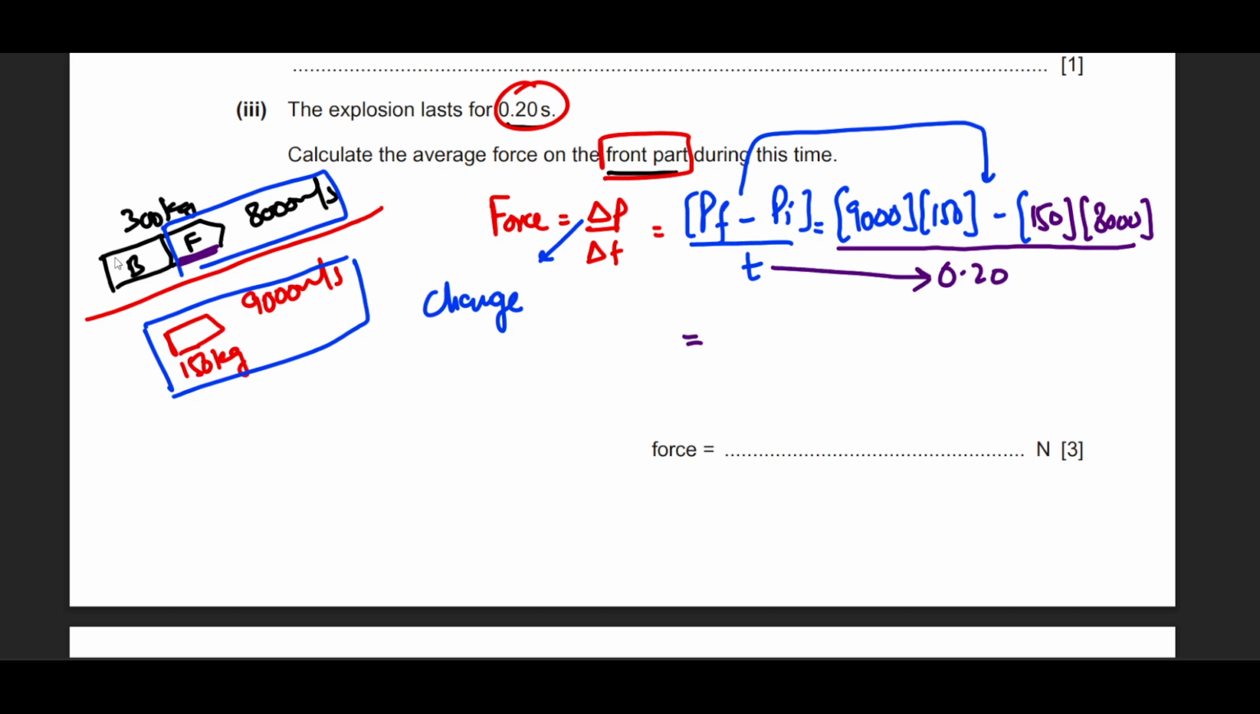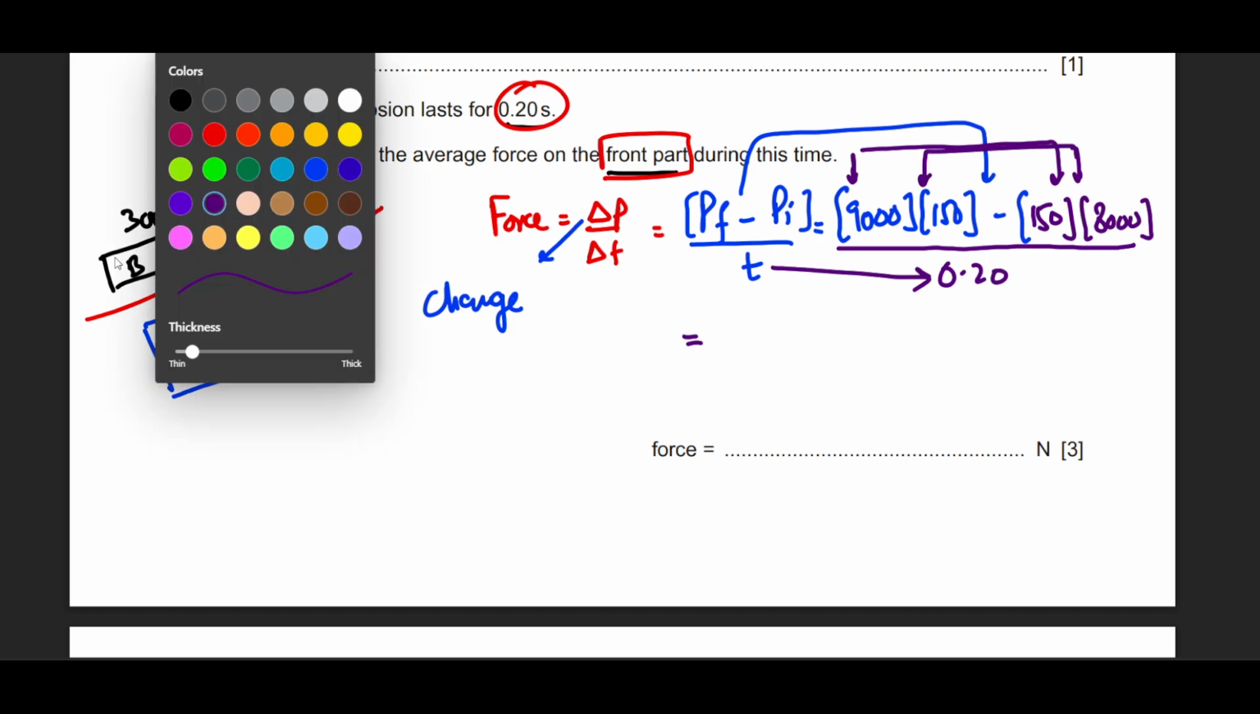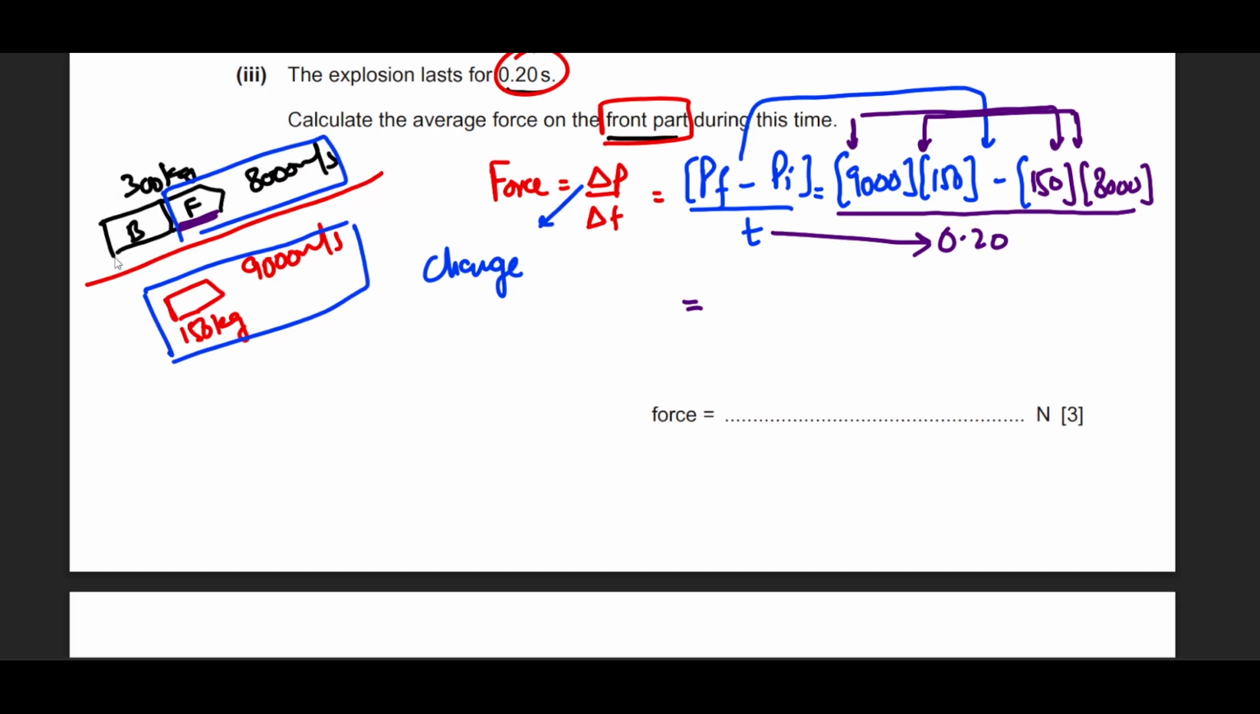So to bring about this change from this situation to this situation in a time of 0.2 seconds, how much force would need to be exerted to do this job? The force comes out as 7.5 times 10 raised to power 5 newtons when you solve this correctly.